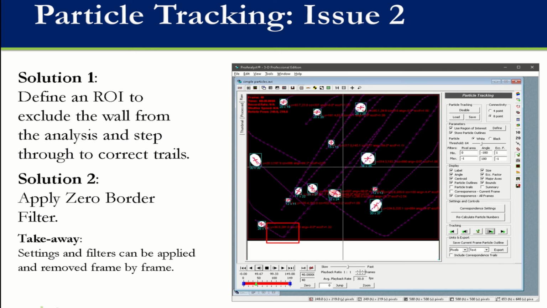For this example, what we did is define an ROI such that the algorithm's only looking at this space above that white plane. The other solution is to go to the image filter toolkit and apply a zero border filter. This way you can eliminate that white boundary at the bottom. Okay, so there are multiple ways to solve this problem. All have their strengths and weaknesses.